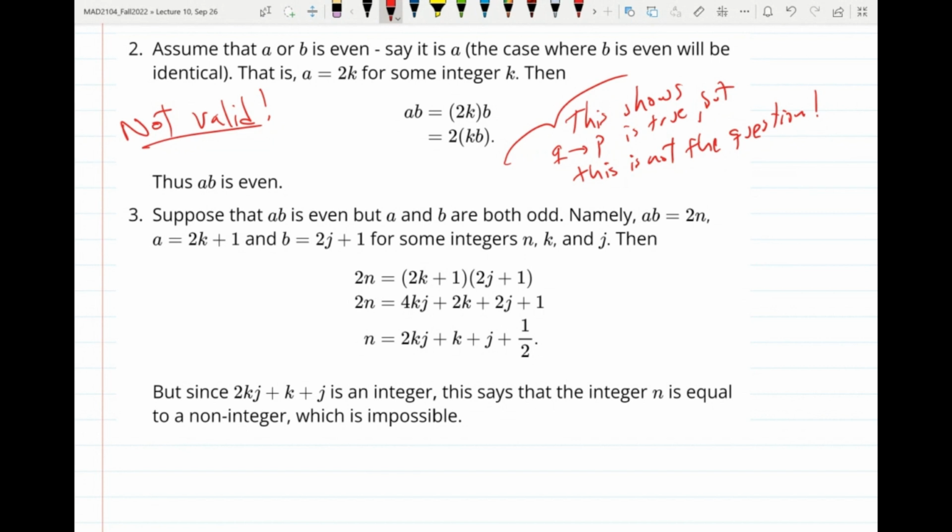What's the negation of A and B both odd? That one of them must be even, right? Either A is even or B is even. That's what we want. So this, because it's given to us, we can work with it. AB is even. And now we are assuming the opposite of what we want. This tells me that we are trying to do a proof by contradiction. So this has the shape of proof by contradiction.